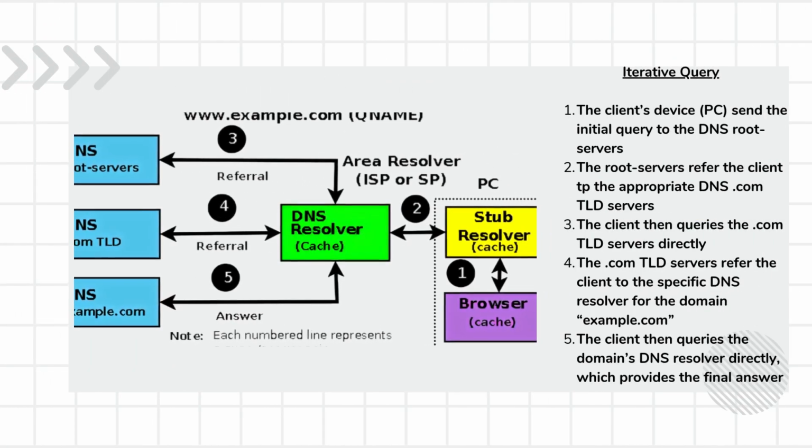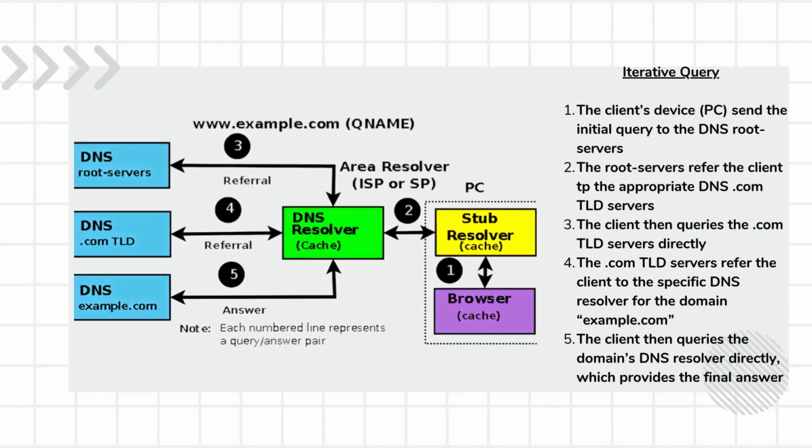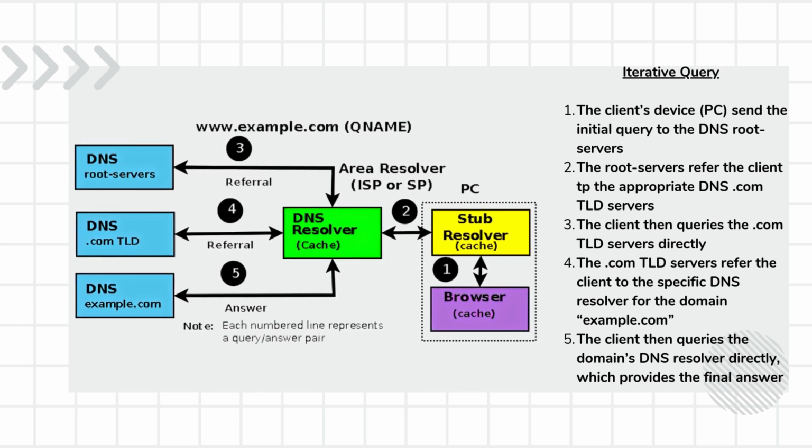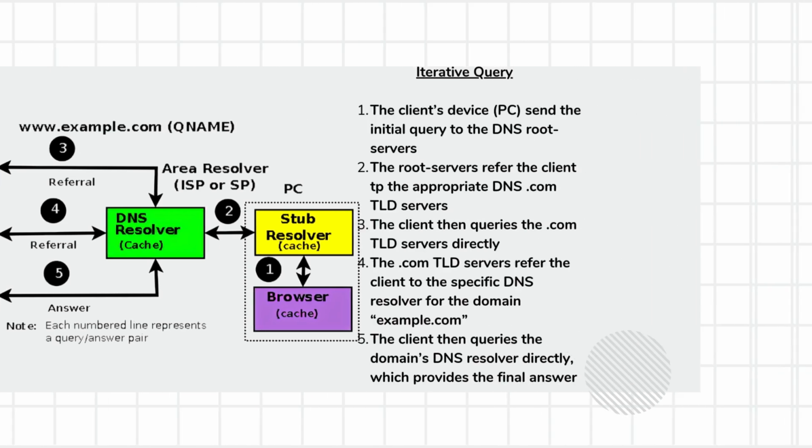In an iterative DNS query, the process works a bit differently. First, the client's device, the PC, sends the initial DNS query to the root server. Second, instead of performing the full lookup, the root servers refer the client to the appropriate .com TLD, top-level domain, servers. Third, the client's device then queries the .com TLD servers directly. Fourth, the .com TLD servers refer the client to the specific DNS resolver for the domain example.com. Finally, the client's device queries the domain's DNS resolver directly and receives the final answer.